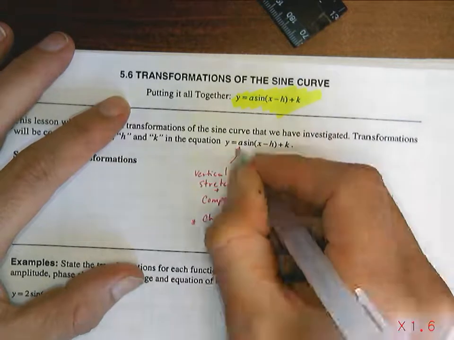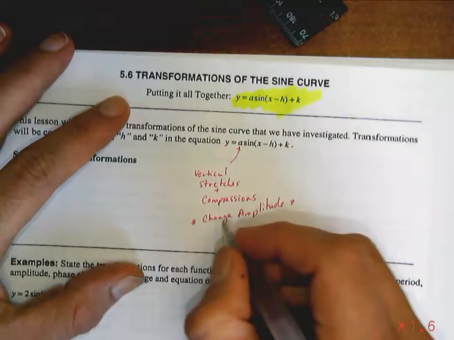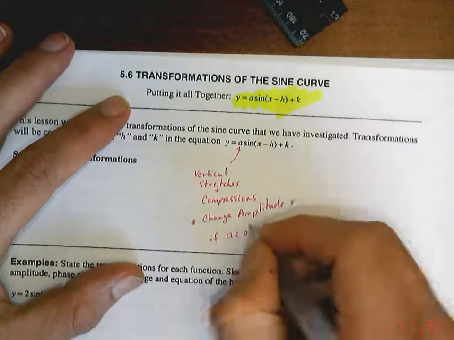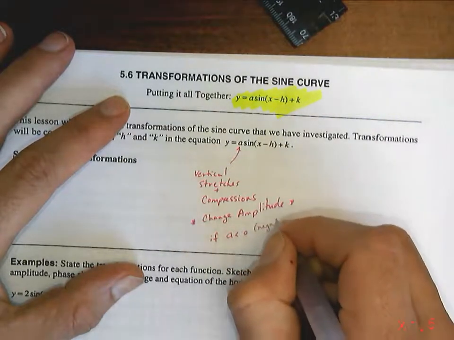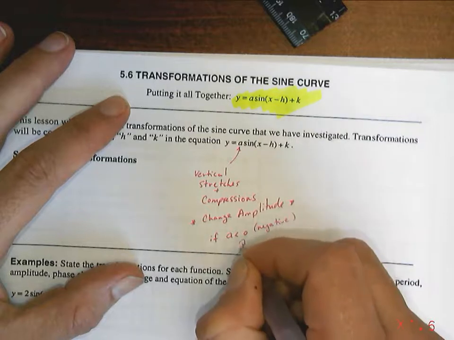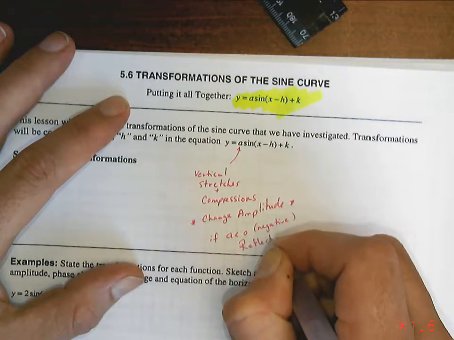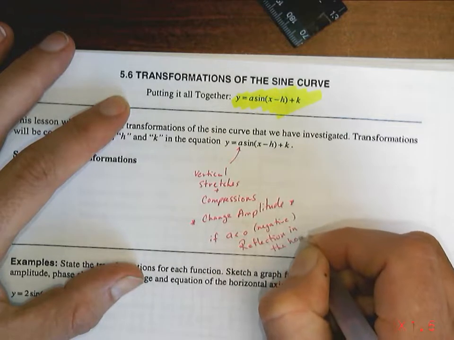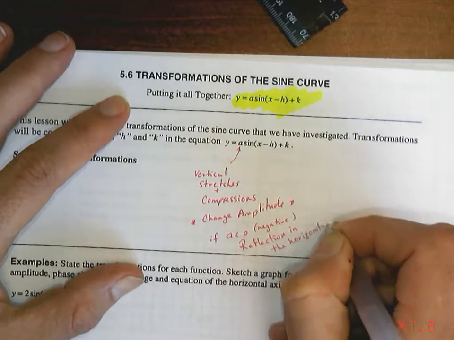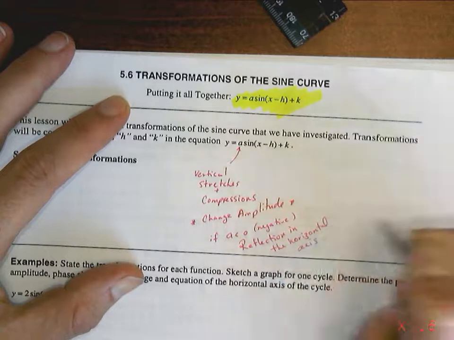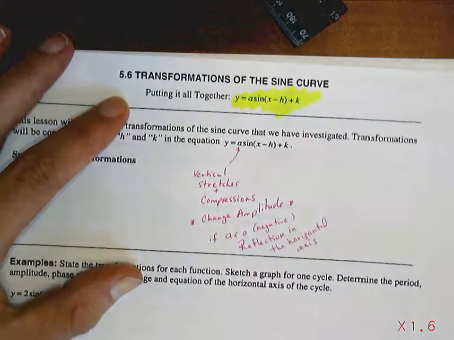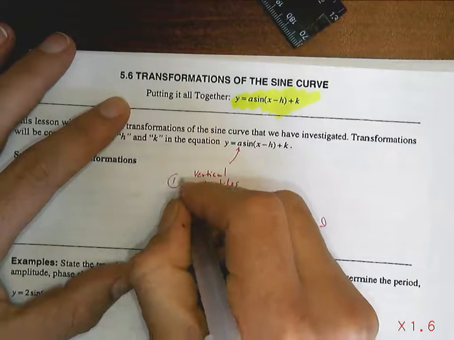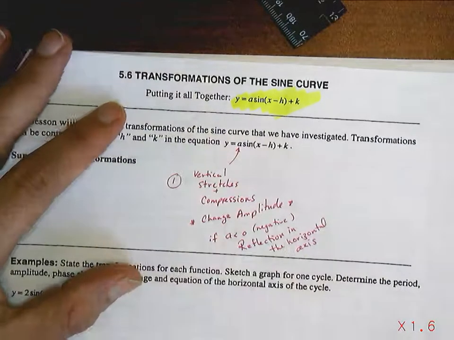Now it does something else. If this a is negative, less than 0, then we have a reflection in the horizontal axis. And, as we know from our previous work, stretches, compressions, and reflections must happen first.